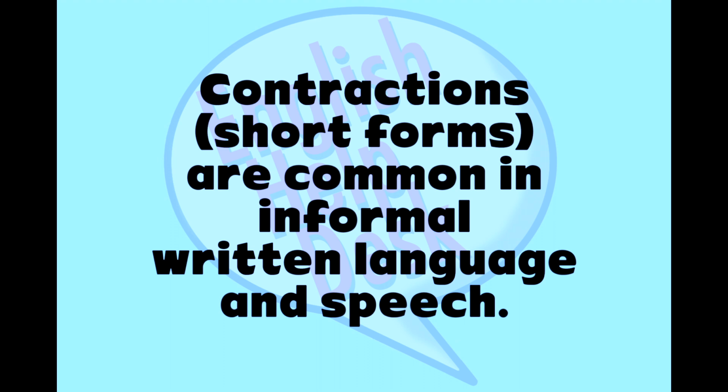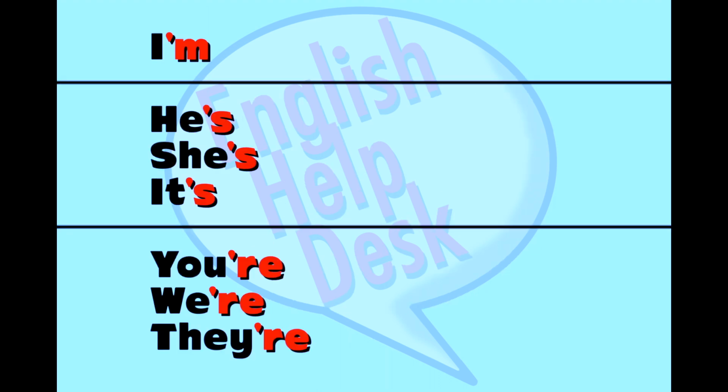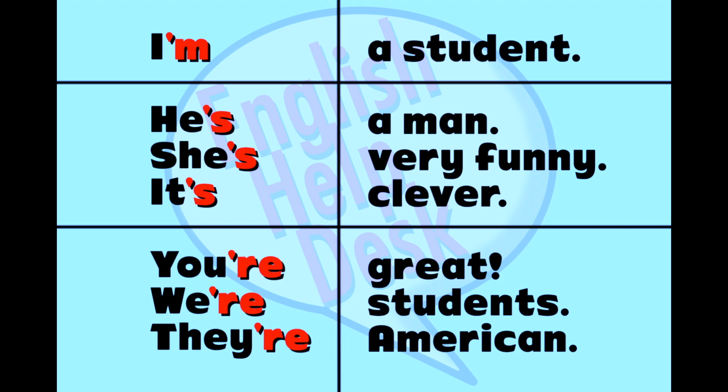Contractions, short forms, are common in informal written language and speech. I'm, he's, she's, it's, you're, we're, they're. I'm a student. He's a man. She's very funny. It's clever. You're great. We're students. They're American.